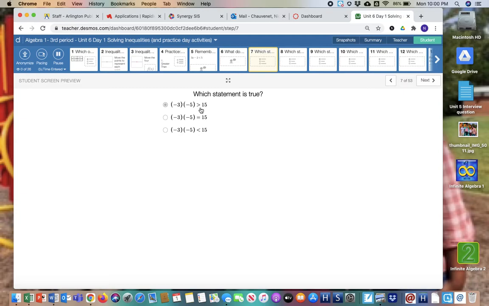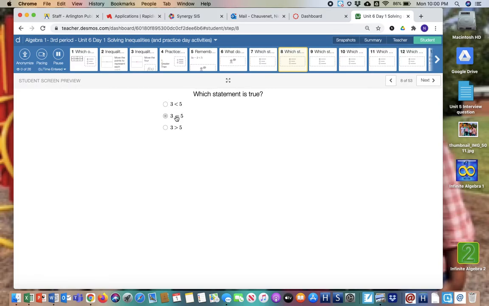Well, since there's no or equal to sign under here, 15 is not greater than 15, right? It's equal to. And the last one is the same thing, but with a less than sign. So this would read 15 is less than 15, which is also not true. Look at this middle option here, negative 3 times negative 5. This gives us 15 equals 15. Well, that is true, right? 15 equals 15, okay?